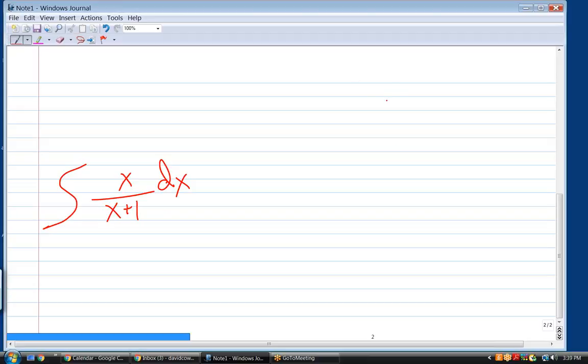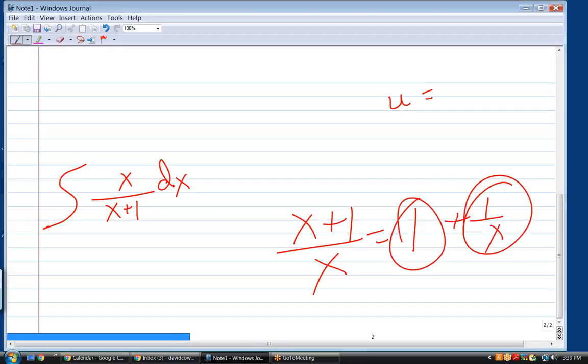But let's just see what happens if, here's the problem with this. If I had this, it would be no problem at all, because that turns into 1 plus 1 over x. I can now integrate both pieces.